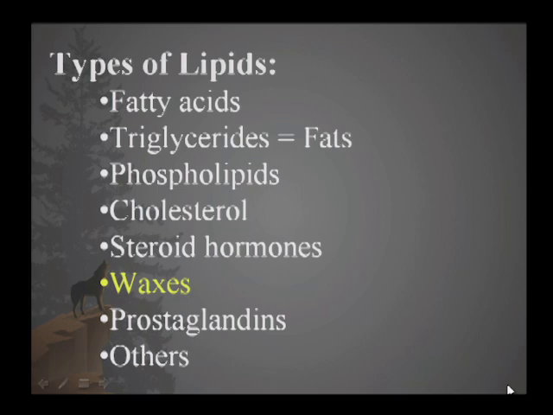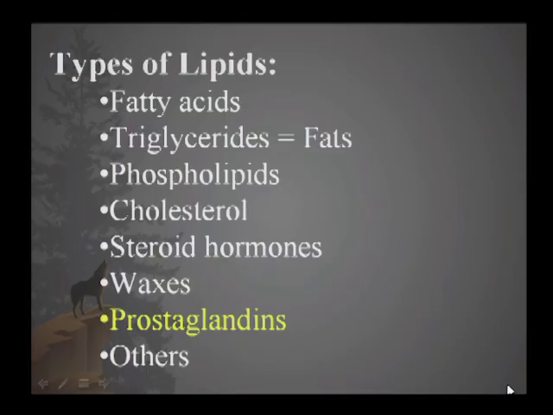Waxes would be another example. Waxes, again, tend to be long chains of fatty acids, long chains of carbon and hydrogen. And plants, for example, secrete waxes to keep from losing water. We produce waxes in our ear and so on to keep insects from crawling into our ears.